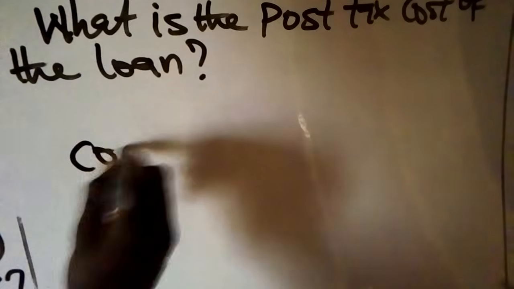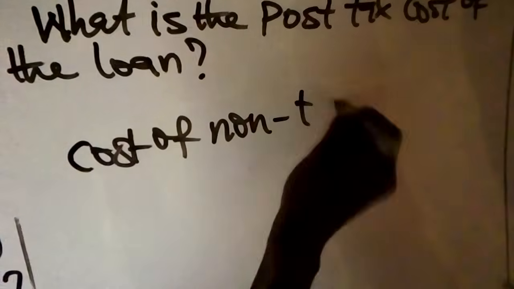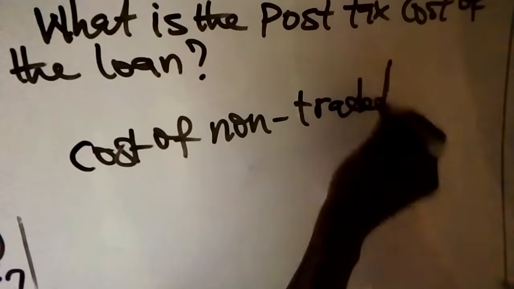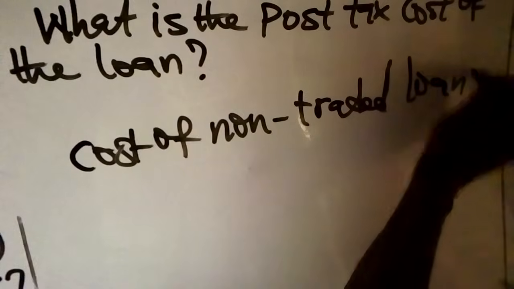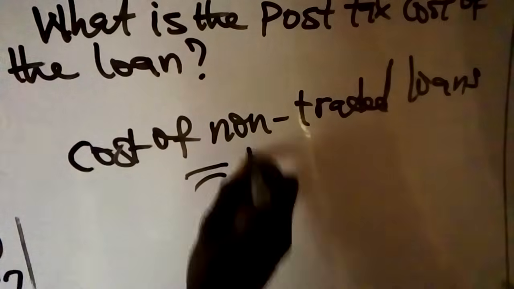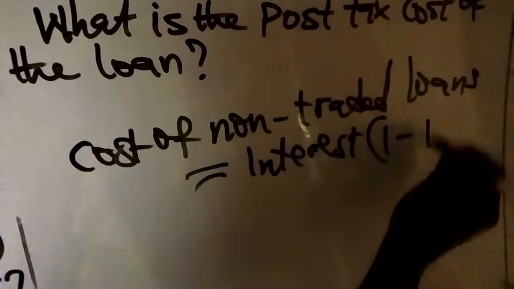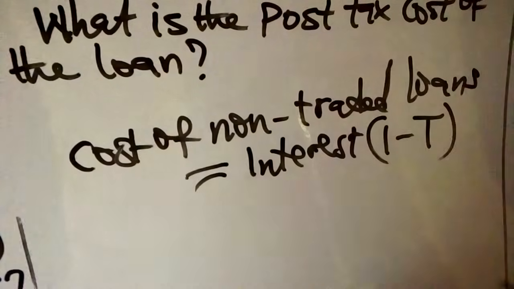So cost of not traded debts or loans, just adjust for tax relief. You have cost of not traded loans. So we have interest into 1 minus tax rate. The T stands for tax rate.